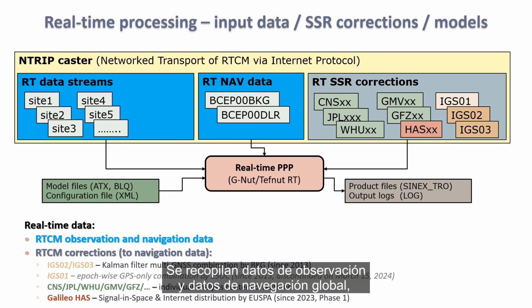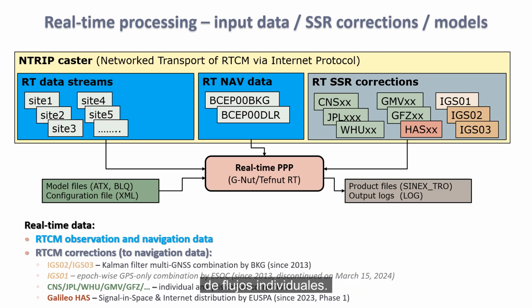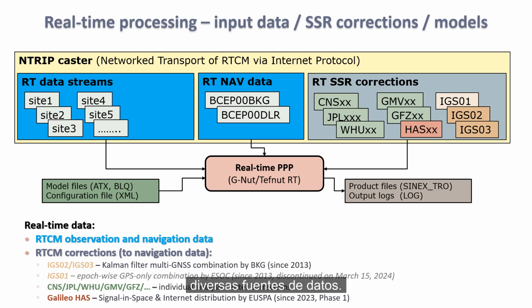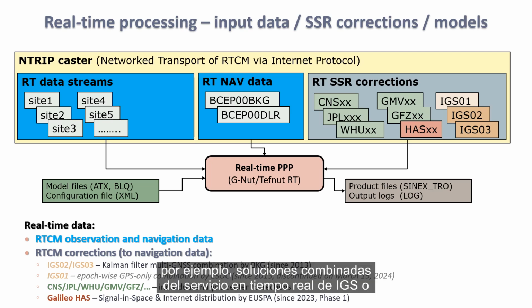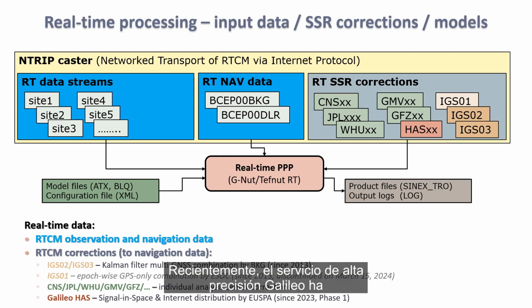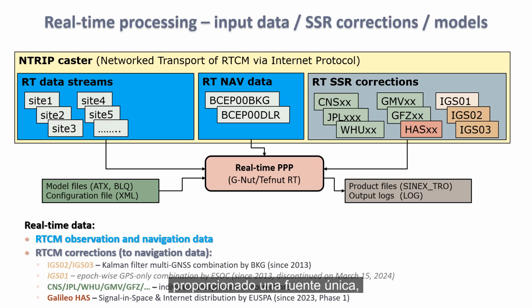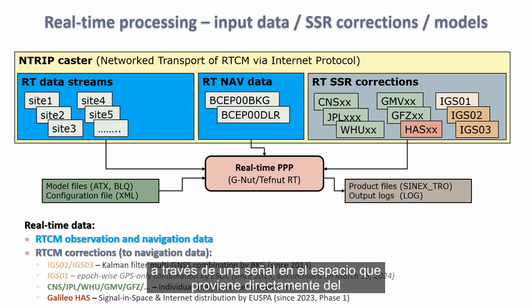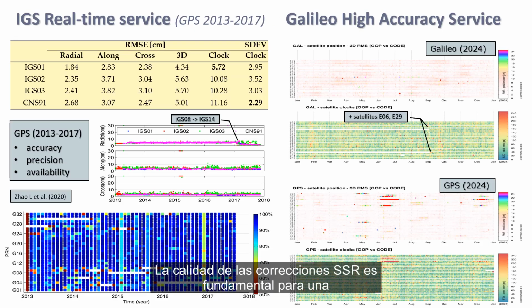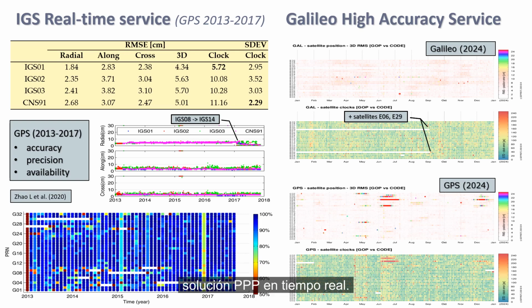Observation data and global navigation data are collected from individual streams. Orbit and clock corrections are made available from various data sources, for example, combined solutions from the IGS real-time service or individual correction service providers. Recently, a unique source has been provided by the Galileo High Accuracy Service via signal in space, that is, directly from satellites, but also via internet dissemination. Quality of SSR corrections is critical for real-time PPP solution.